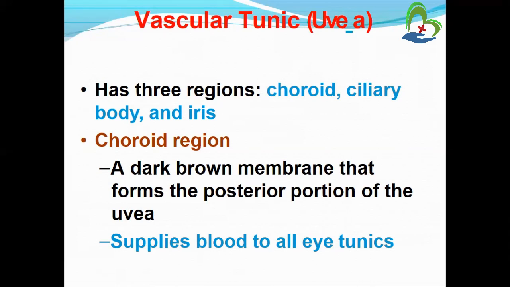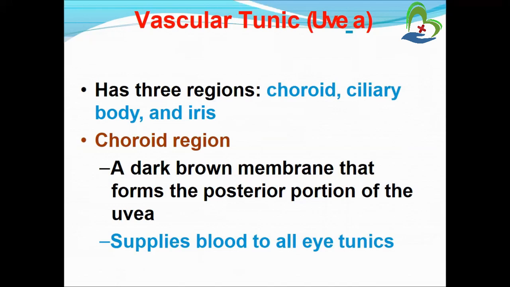So the vascular tunic consists of three regions: the choroid, the ciliary bodies and the iris. The vascular tunic, which is known as the uvea, has three regions: choroid, ciliary bodies and iris. Now, one by one, we will learn what the choroid region is.